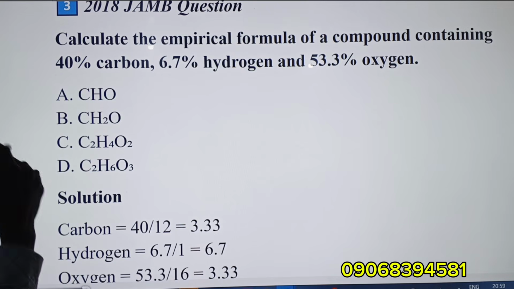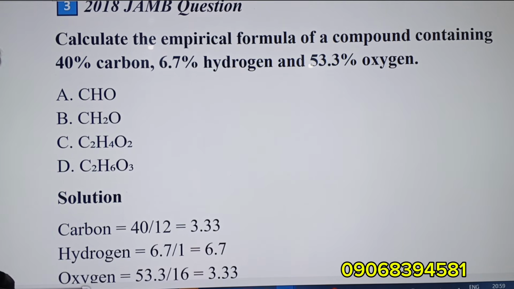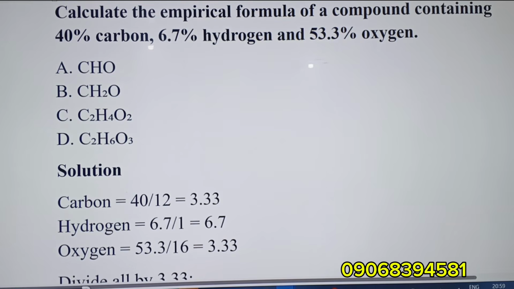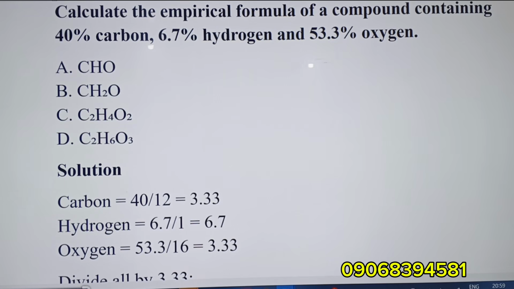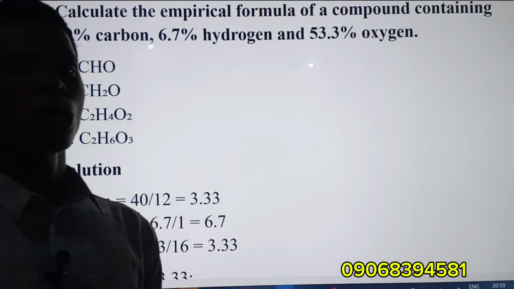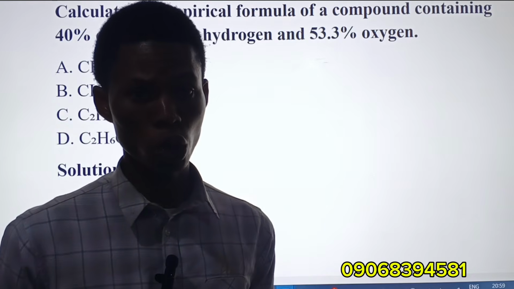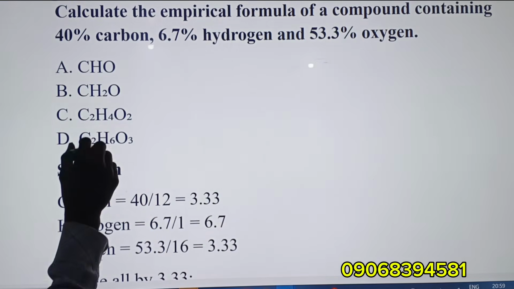All right, the next question, 2018 JAMB past question. The question says, calculate the empirical formula of a compound containing 40% carbon, 6.7% hydrogen, and 53.3% oxygen. Now, anytime you see a question like this, the first thing you have to do is to smile. Do you know why? It's a bonus question. You are asked to calculate the empirical formula.